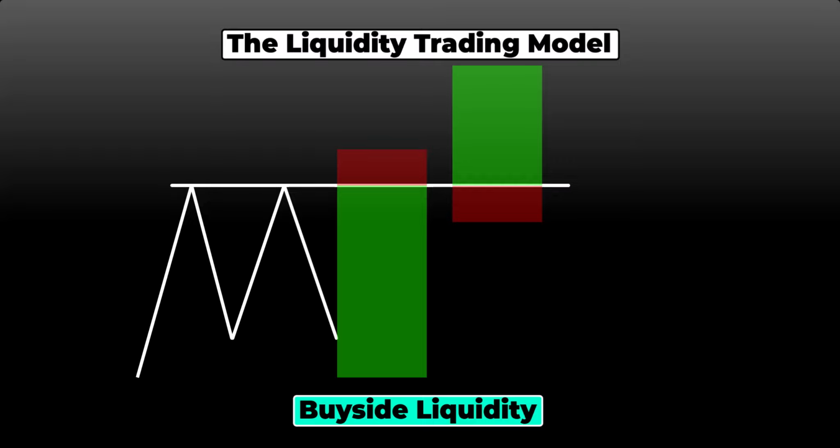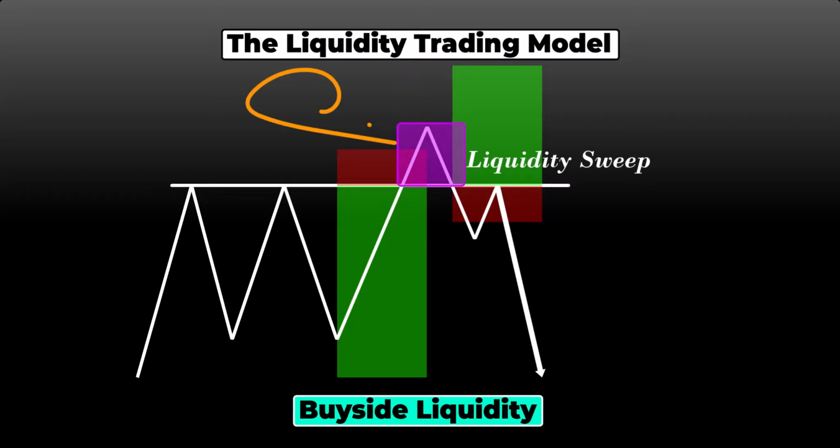The institutions know this, so they push price just beyond those highs, trigger stops, use that surge of buying to fill their own sell positions, and then reverse the market upward. That's what's known as a buy-side liquidity grab. Now that you understand the mechanics, let's break down 2 common liquidity traps you've probably witnessed.